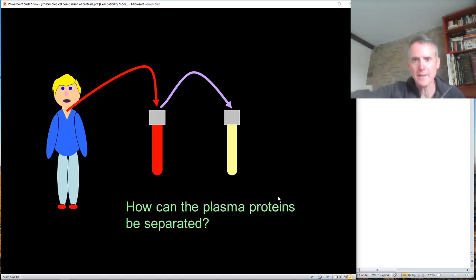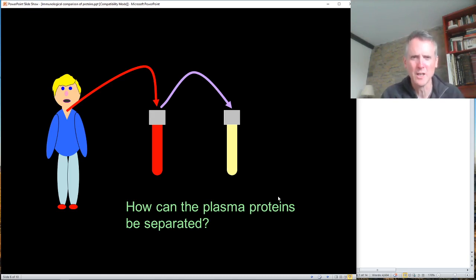Therefore, that forms a pellet. I then pour off the plasma, and that will contain the plasma proteins, and we'd call that the supernatant. But in this case, we just spin it quickly, get rid of the cells, and then I've got my plasma. So I didn't homogenize it or anything like that. It's a fast way of getting rid of the cells.